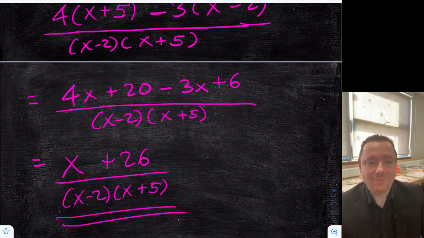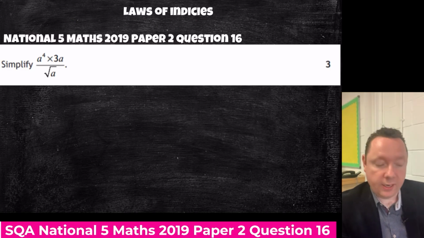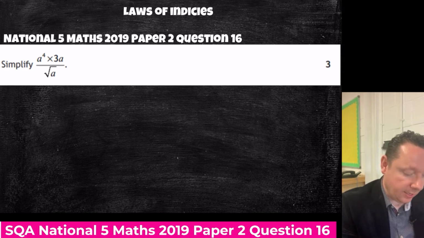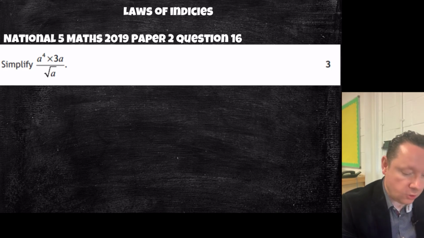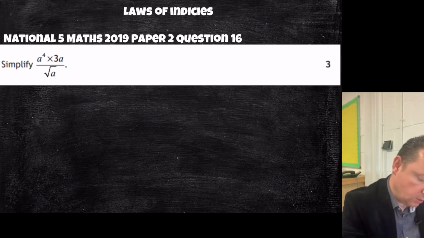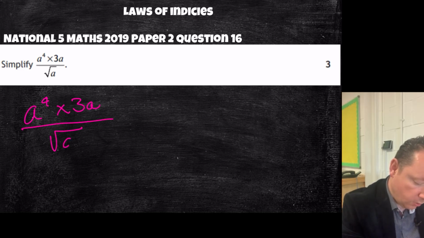So we're done there. Okay, laws of indices, Grade National 5 Maths 2019, Paper 2, Question 16. Simplify a to the 4 times 3a all over the square root of a. So let's just write that out. a to the 4 times 3a, all divided by the square root of a.